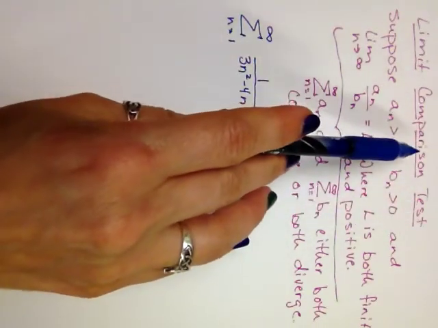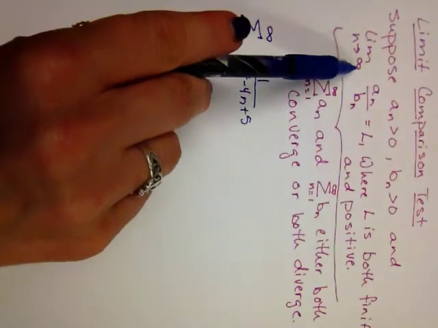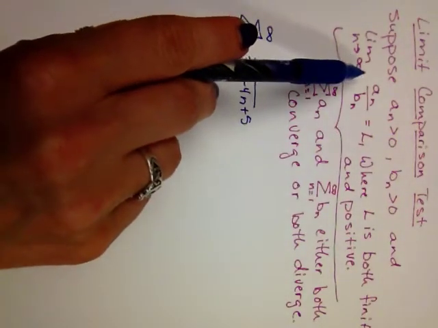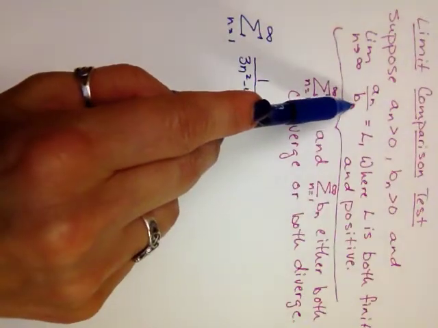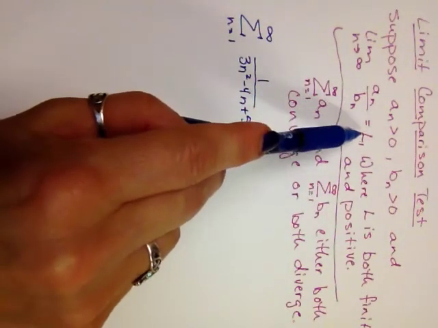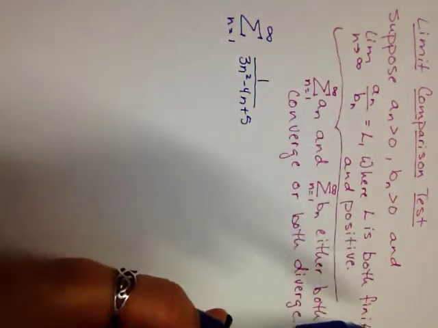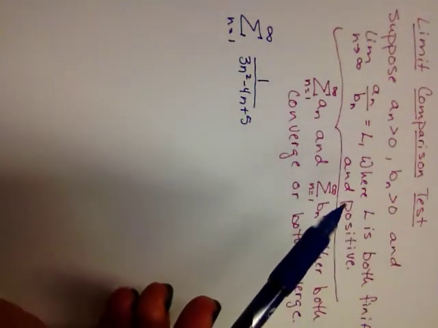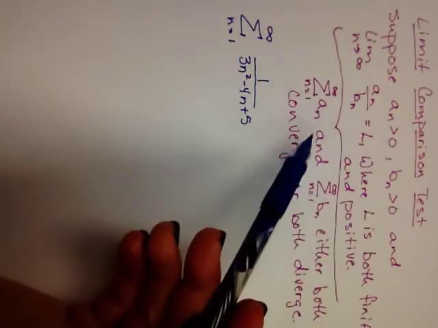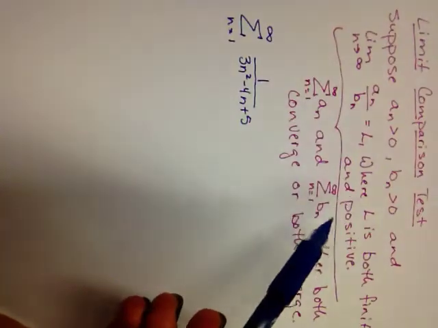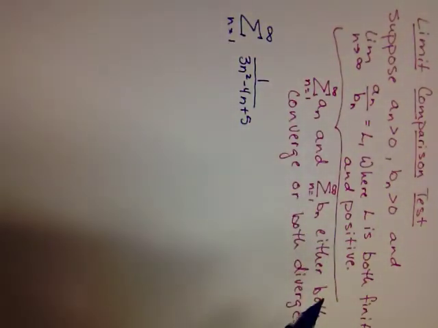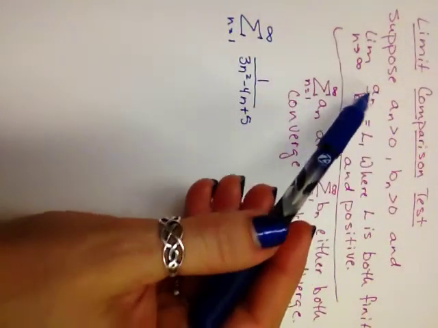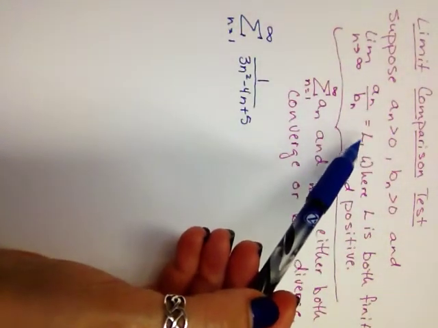The limit comparison test says that if the limit as n approaches infinity, so you're looking way out on the tail end of the series, of a sub n over b sub n equals L, where L is both finite and positive, then the sum of a sub n and the sum of b sub n either both converge or both diverge. So what we're saying here is that you're checking the relative size because L is a number.